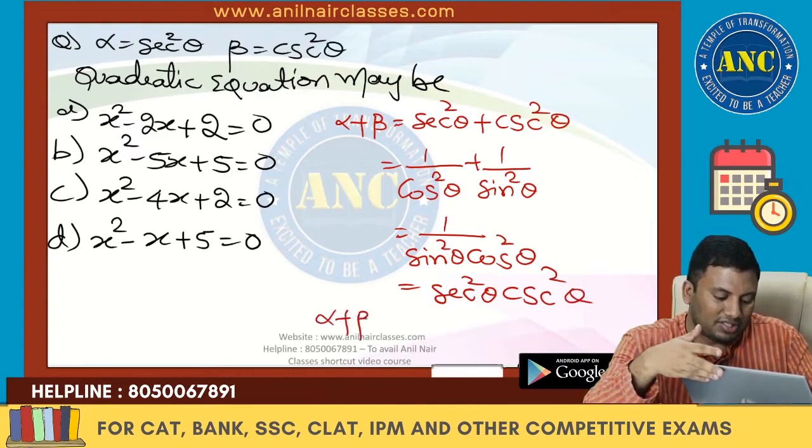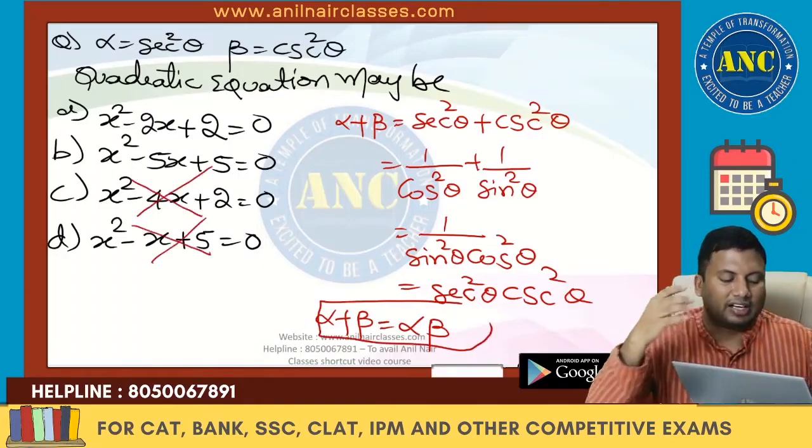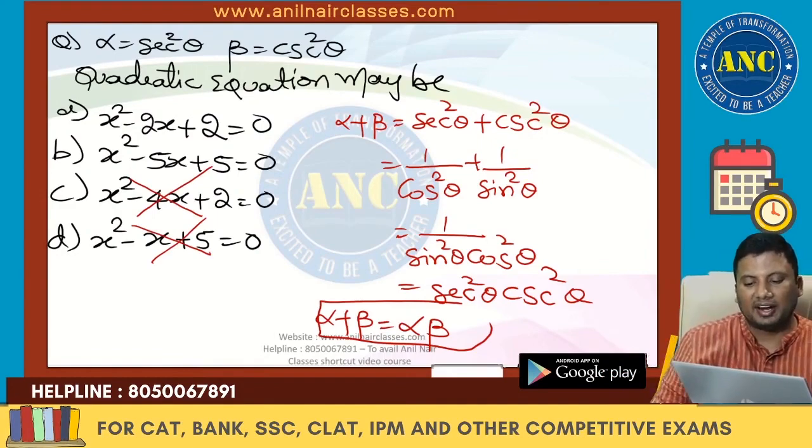Sum of the roots is equivalent to product of the roots. Sum of the roots should be equivalent to product of the roots. C and D are over.